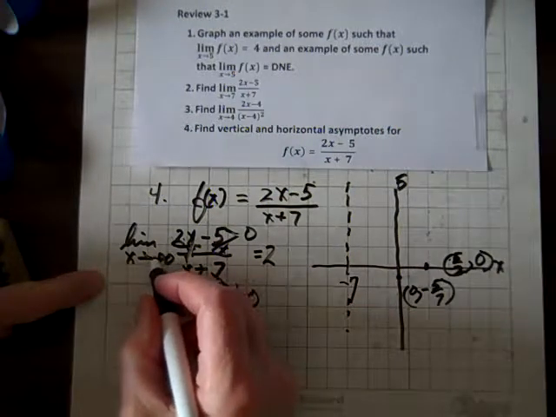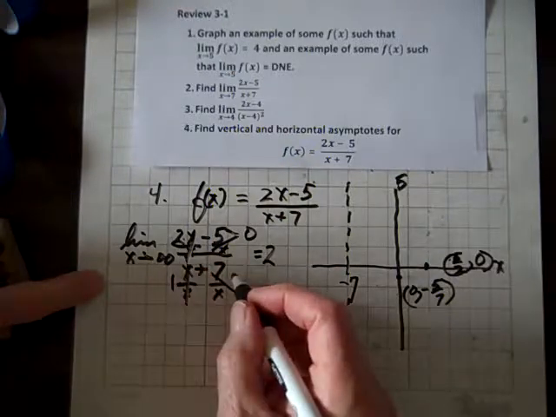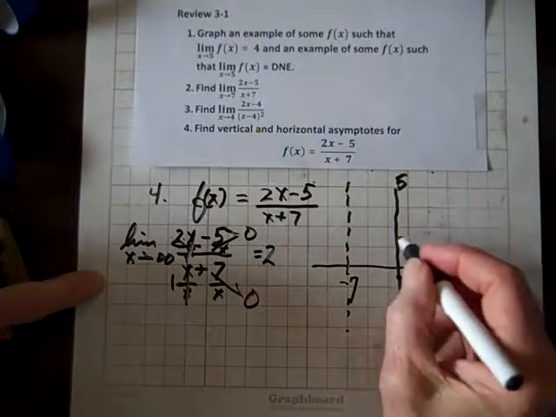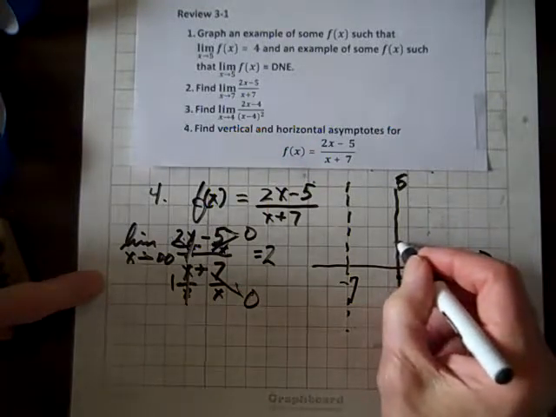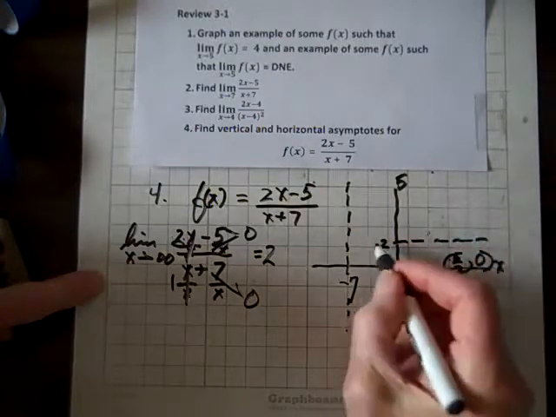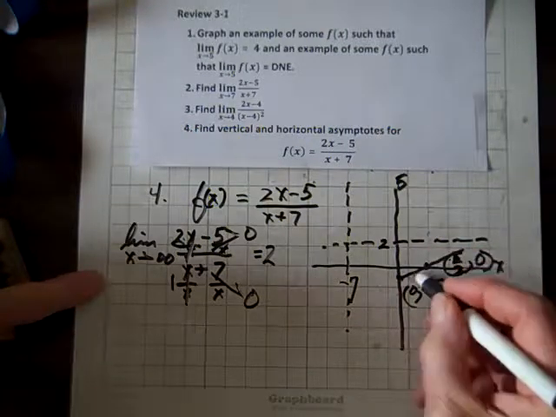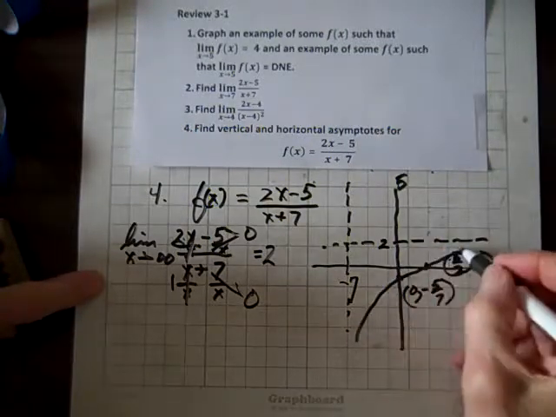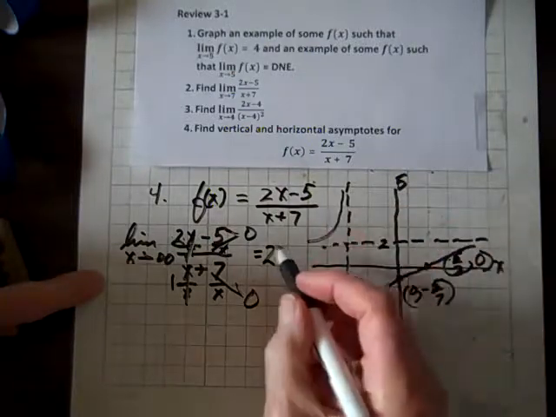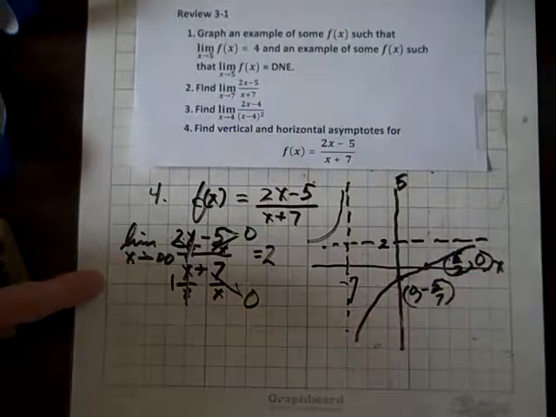Now if we were to look at the limit as x goes to negative infinity, we would get the same result. So now we have a horizontal asymptote at 2. And there it is, and we can graph the equation. And that's what it's going to look like. But the point is, horizontal asymptote at 2, vertical asymptote at -7.